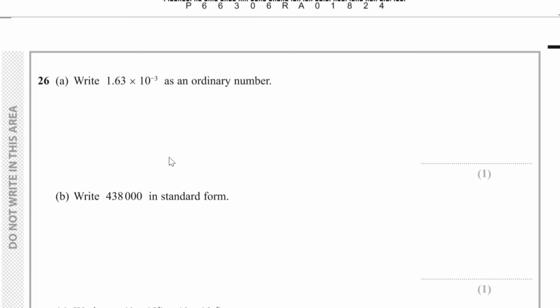Question number 26. We have to write 1.63 times 10 to the minus 3 as an ordinary number. Well, we've got this 1.63, and what we need to do is move the decimal place 1, 2, 3 to the left. So we've got 0.00163.